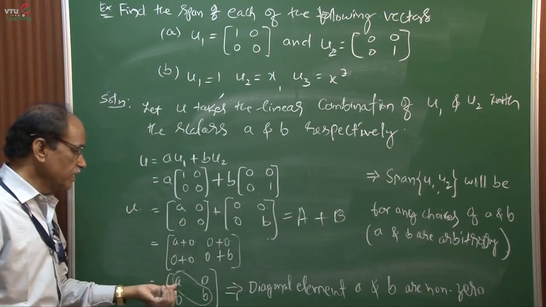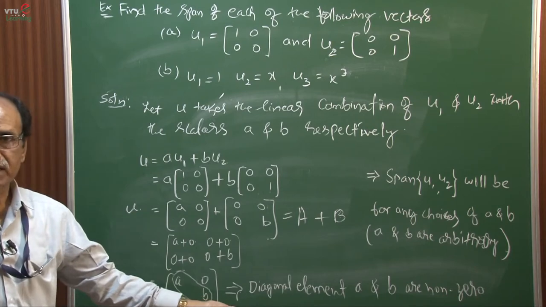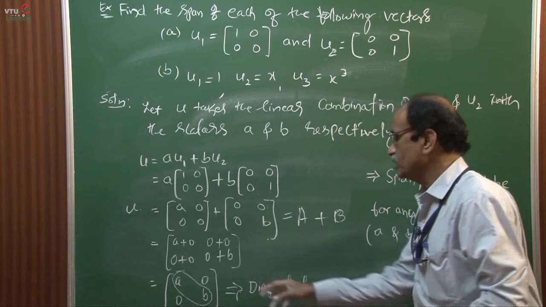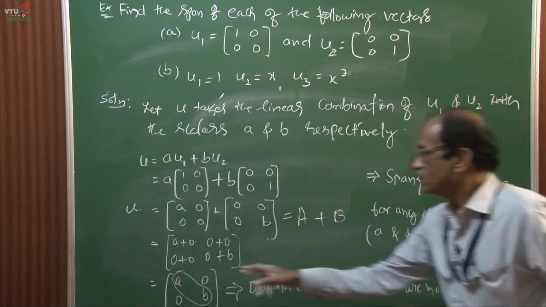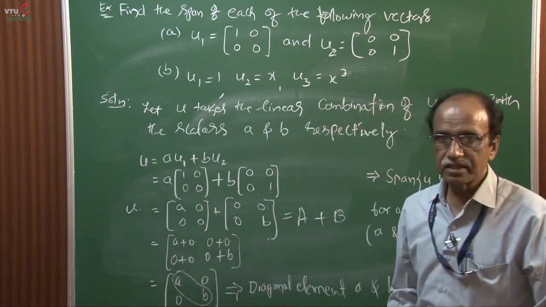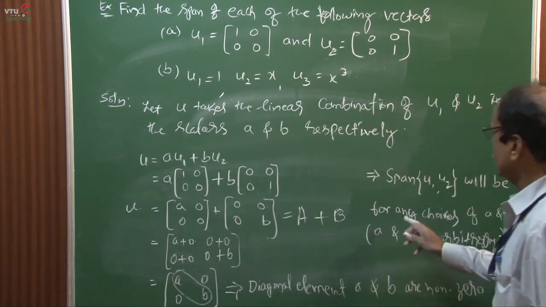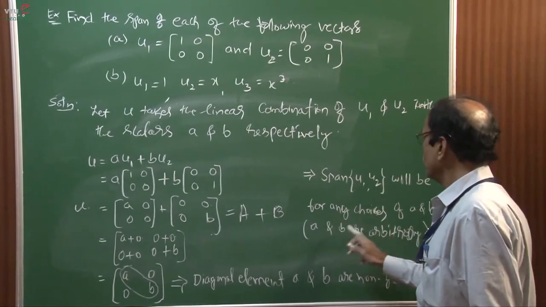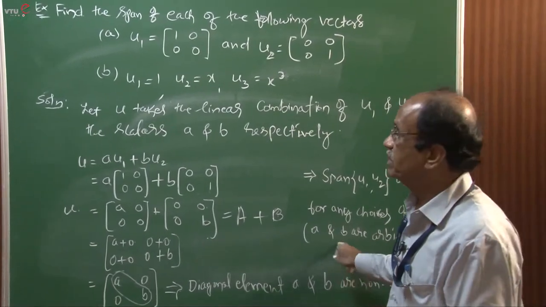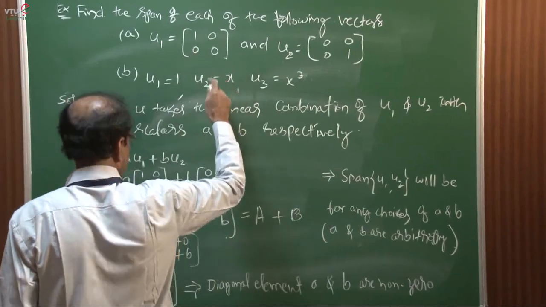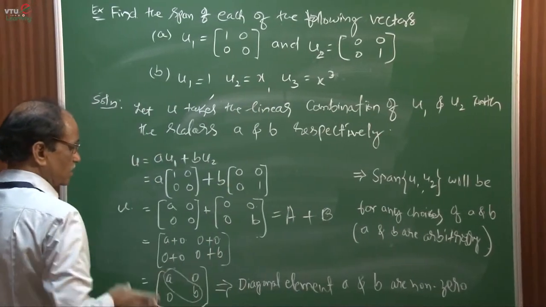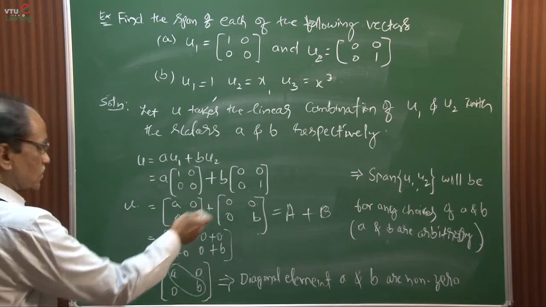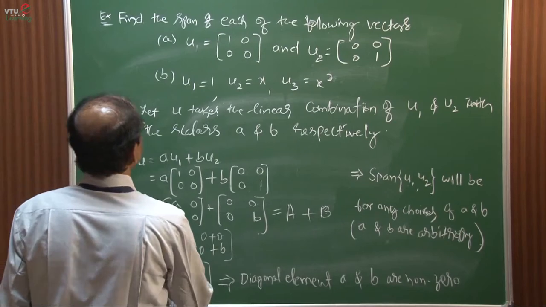If A is equal to 1 and B is equal to 2, that is also diagonal matrix. Like only in the case of A equal to 1 and B equal to 1, you will get the matrix with unity, that means on the principal diagonal. Therefore, this is also forming a span of these two vectors, that is u1 and u2, for any open choices of A and B. Thereby, the span of these two vectors can be concluded with this resulting matrix, but the values are depending on open choices of A and B. This is for the first question.